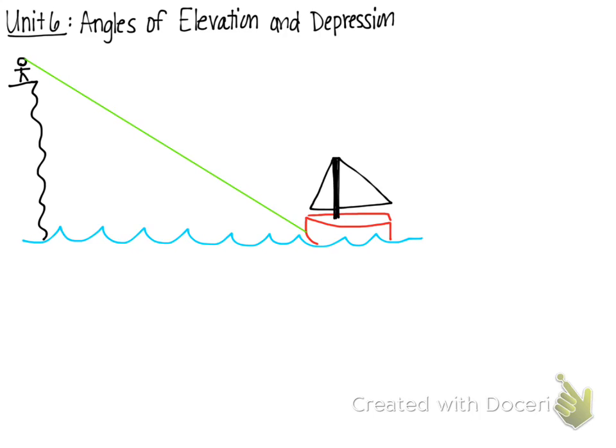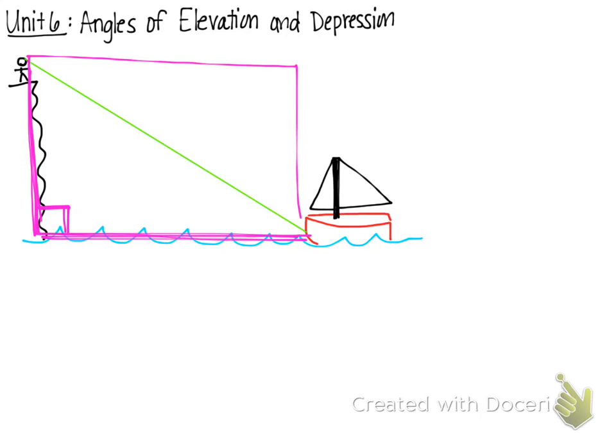What we've created here is some right triangles. We have this guy. So this is a right triangle. But also, we have a right triangle right here. If we created a rectangle, pretend I drew a straight line. There we go.